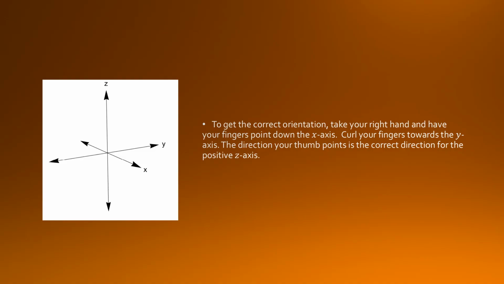Now curl your fingers towards the y-axis. You should actually be doing this to see how this works. Curl your fingers towards the y-axis, and now let your thumb point up. The direction your thumb points when you do that is the positive z-axis. So that's how we get our orientation.